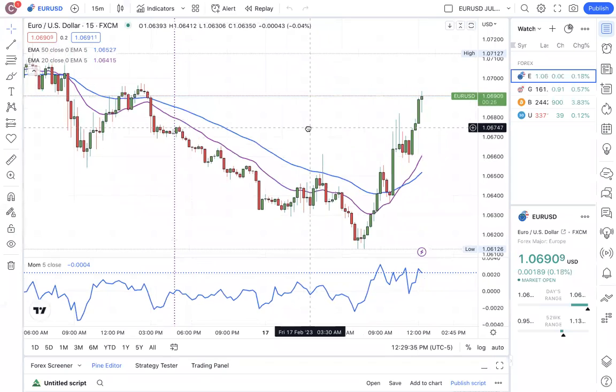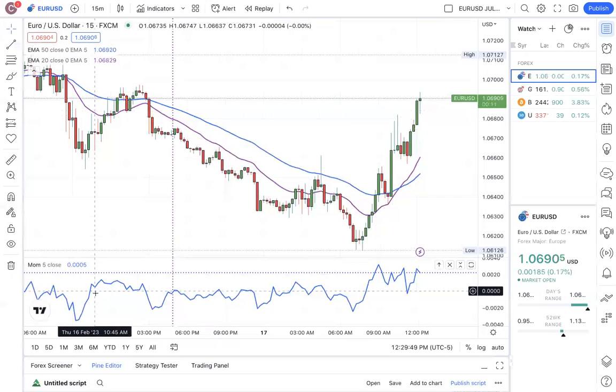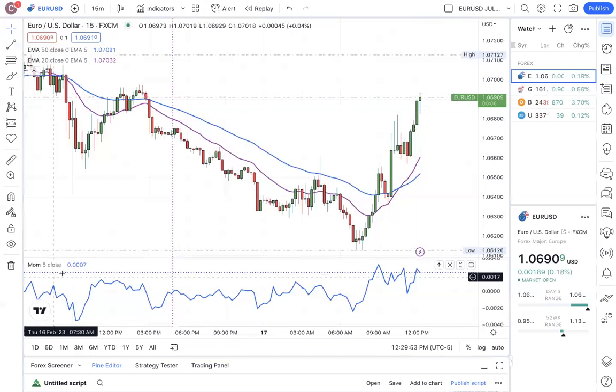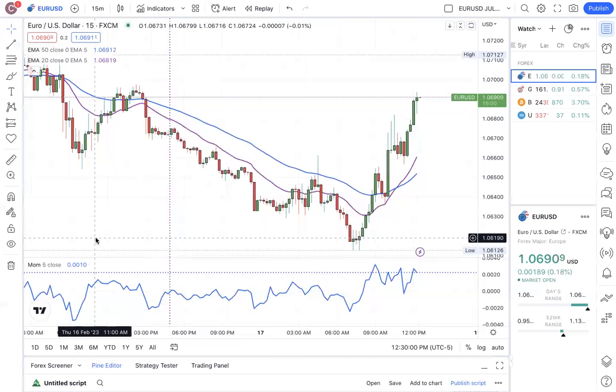Now on my chart, I have two indicators that are just going to give me more insight into the price. And these are the 50 EMA and the 20 EMA, which you can see represented by these two lines here. At the bottom of my chart, you'll also notice that I have the MOM, or the momentum indicator, which is just going to give me a little bit more insight into how strong a current trend is.